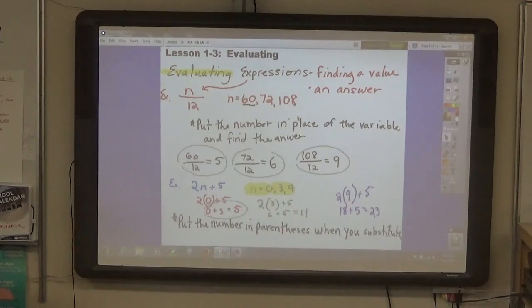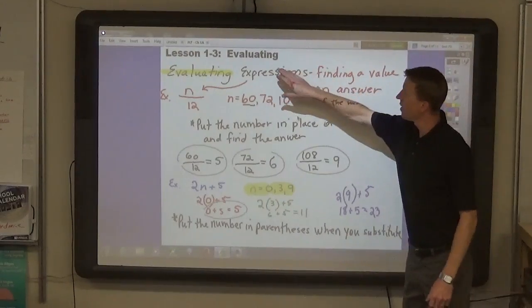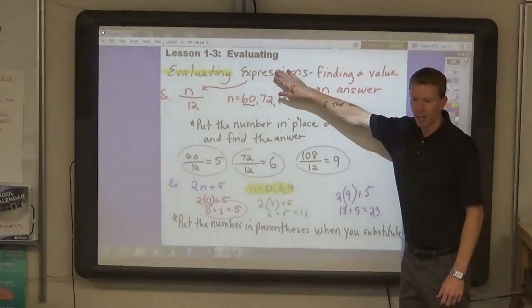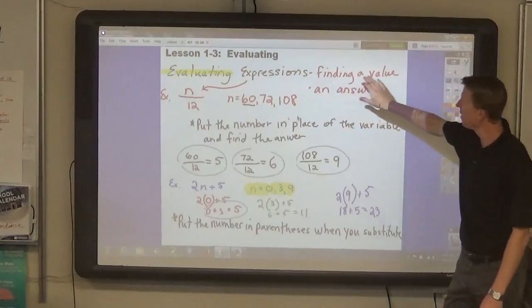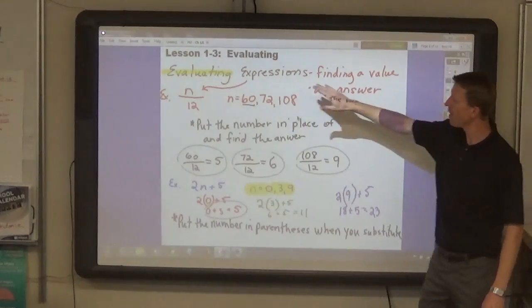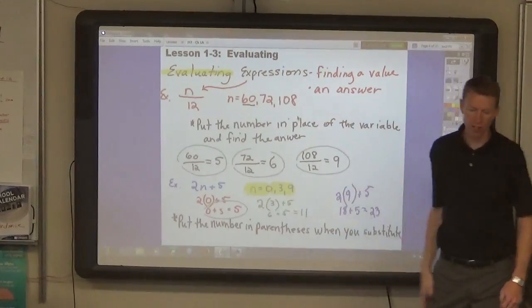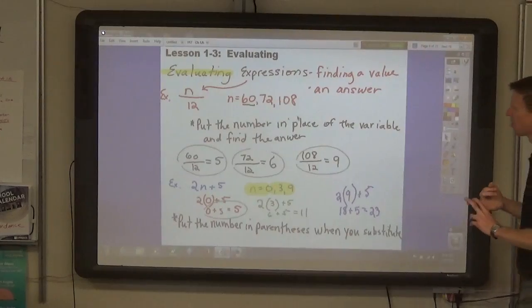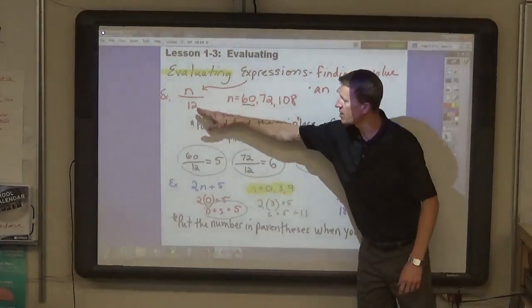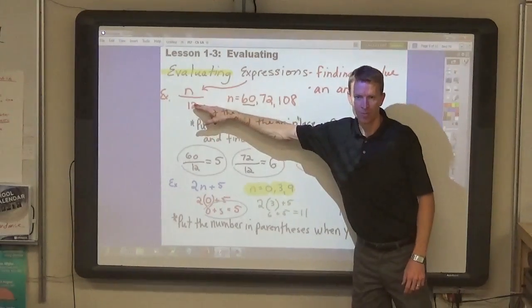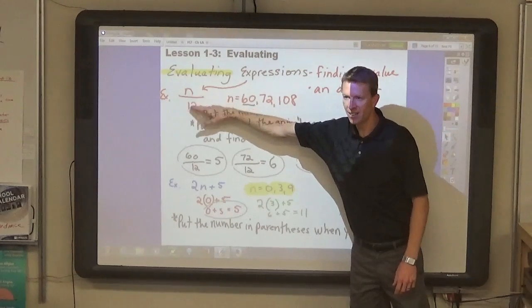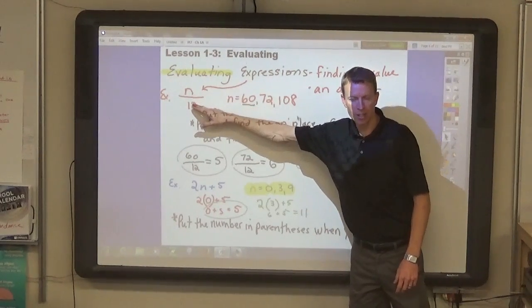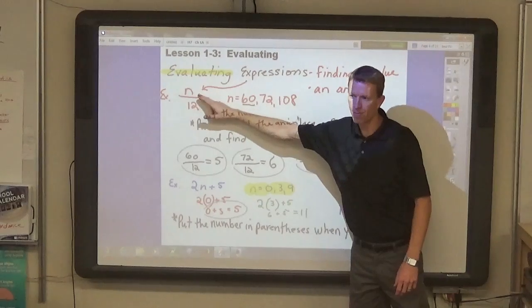All right, 7th graders. Today we're going to talk about lesson 3, and lesson 3 is on evaluating, which means finding a value. We're going to be evaluating expressions, which we learned about in the first lesson. We learned about variable expressions and numerical expressions, and we're going to be working with this type of expression. You can see the n. You know that this is a variable expression: n divided by 12.